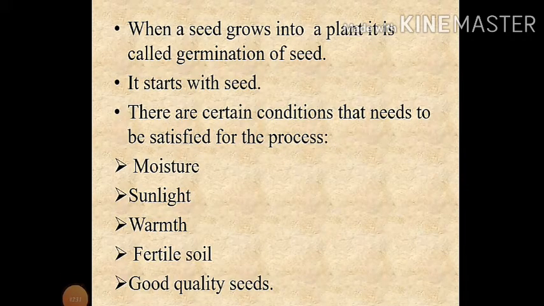Let's read. When a seed grows into a plant, it is called germination of a seed. What is germination of seed? When a seed is grown into a plant, that process is called germination of seed. It starts with the seed, the first part in the germination of seed.